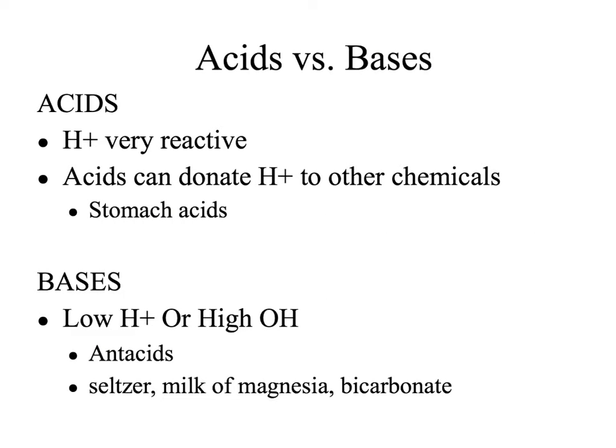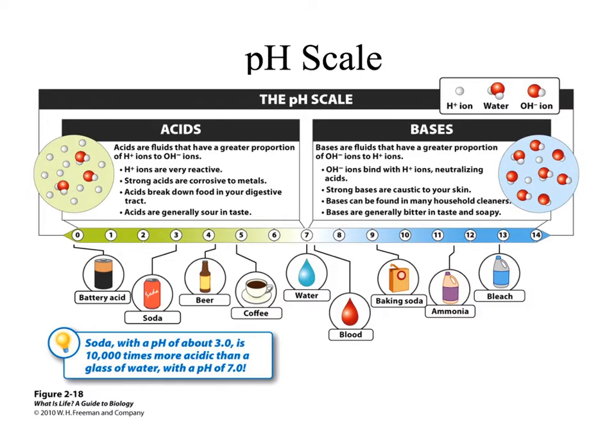When we look at acidic solutions, the H+ ions are very reactive. Acids can donate H+ to other chemicals. For example, stomach acid is HCl, or hydrochloric acid. Bases have low H+ concentrations or high OH- concentrations. These are often things like antacids, seltzer, milk of magnesia, and even bicarbonate. Strong acids can be corrosive to metals, things like battery acid.